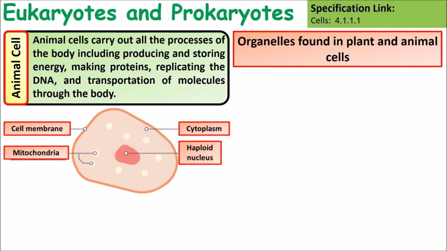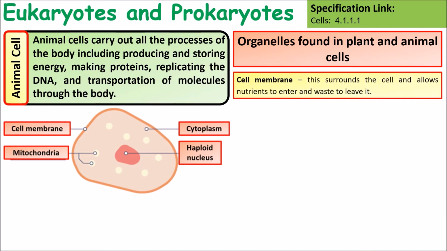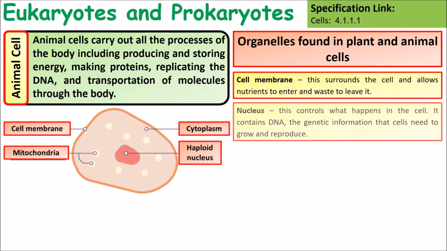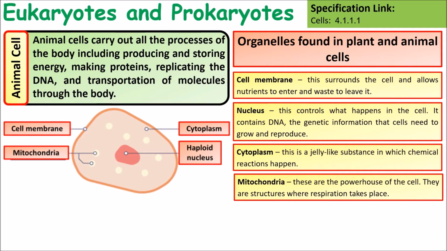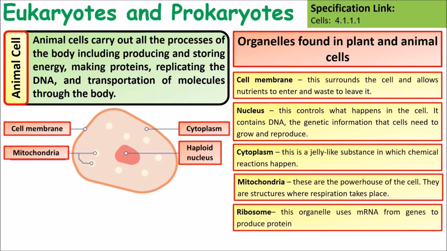Some of the organelles that we find in both plant and animal cells, so cell membranes, that's the thing that surrounds the cell and controls what enters and leaves the cell. The nucleus controls cellular activity and contains the DNA. The cytoplasm is the jelly-like substance where chemical reactions within the cell take place. The mitochondria is where respiration takes place. And ribosomes are the organelles that produce proteins.